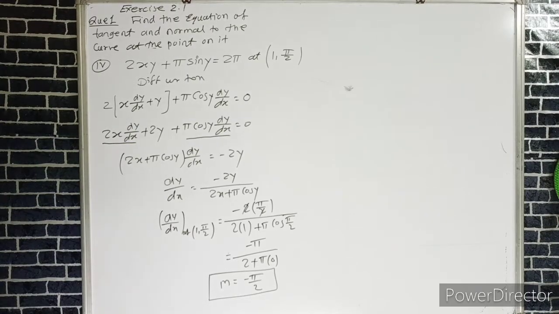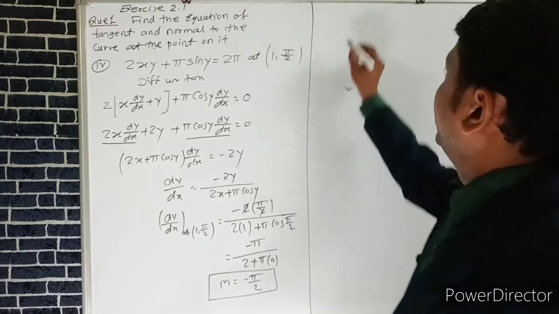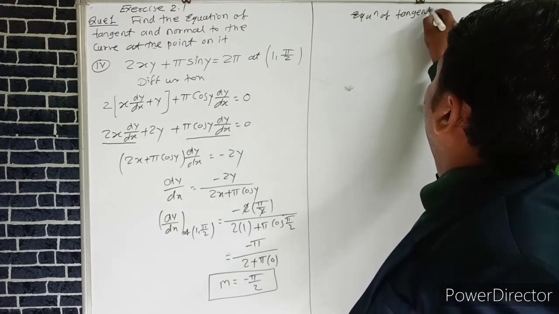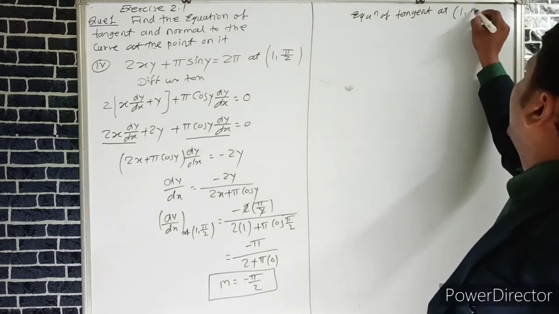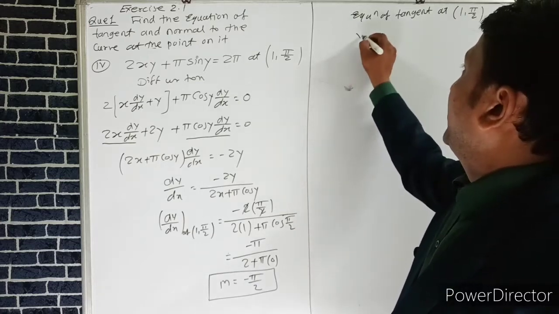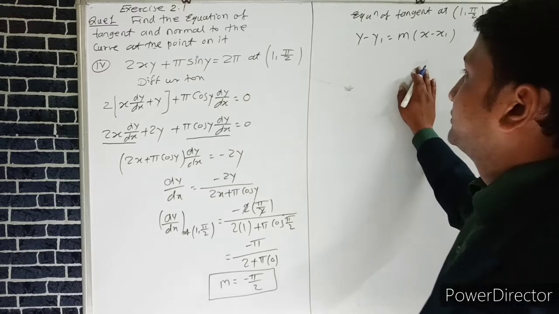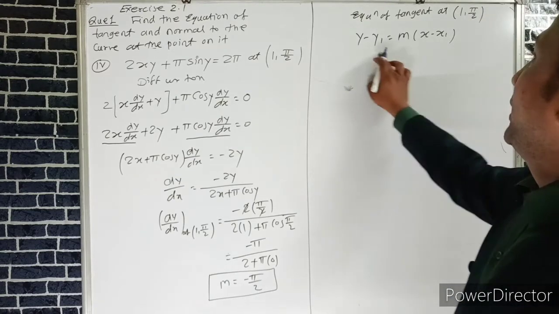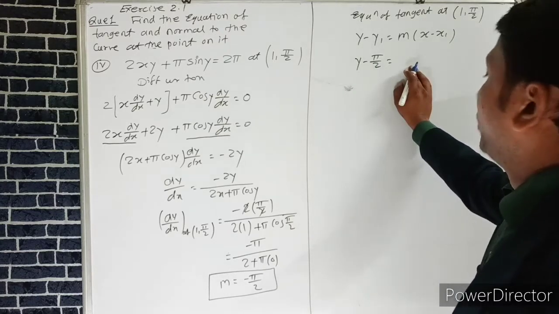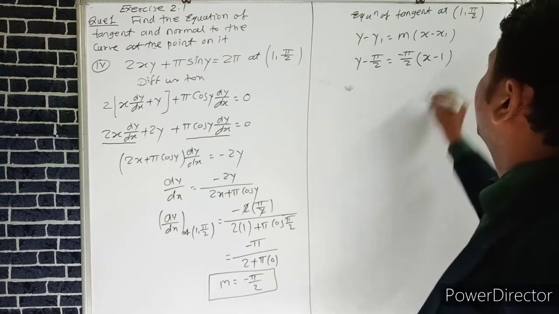After finding the slope of tangent, the equation of tangent at (1, pi by 2) is y minus y1 is equal to m into (x minus x1). Here the value of y1 is pi by 2, so y minus pi by 2 is equal to slope m, which is minus pi by 2, into (x minus x1), 1.